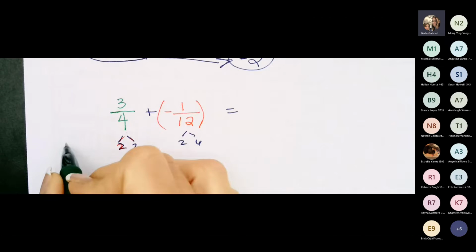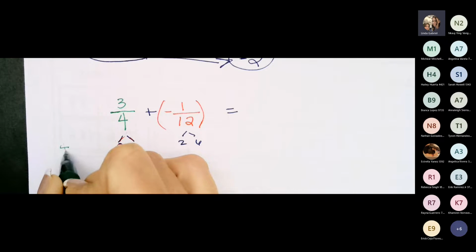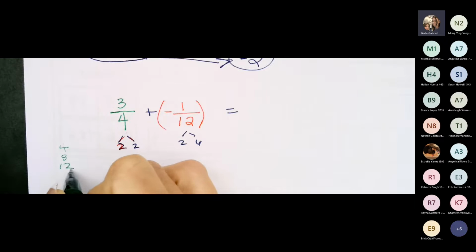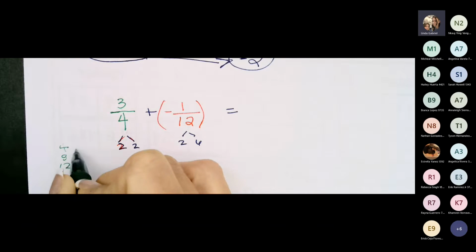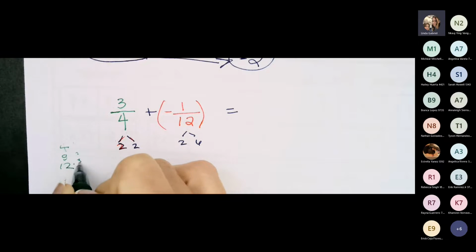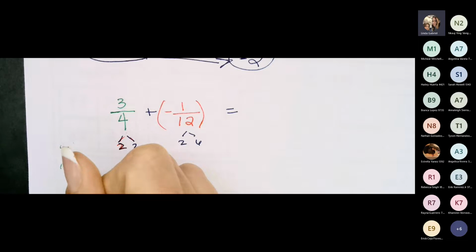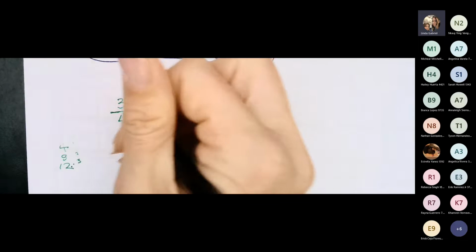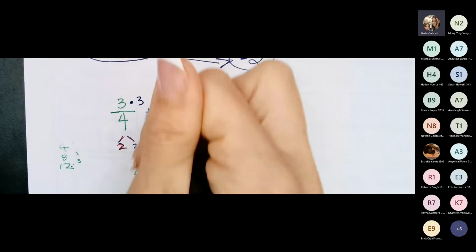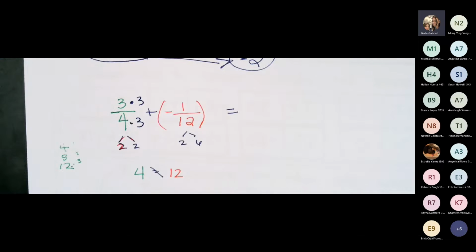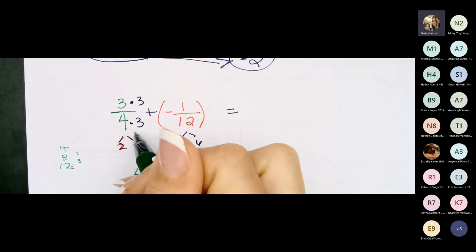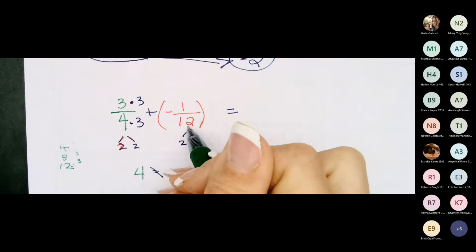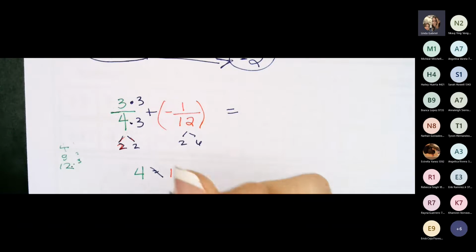Luckily, with my 4s, I know that I have 4, 8, 12. 4 times 3, right? 1, 2, 3 is equal to 12. So if I multiply the top by 3, bottom by 3, that will give me an equivalent fraction with the denominator of 12.